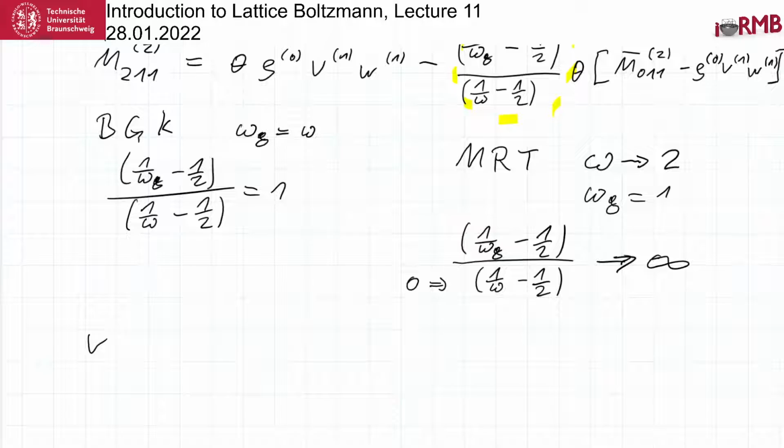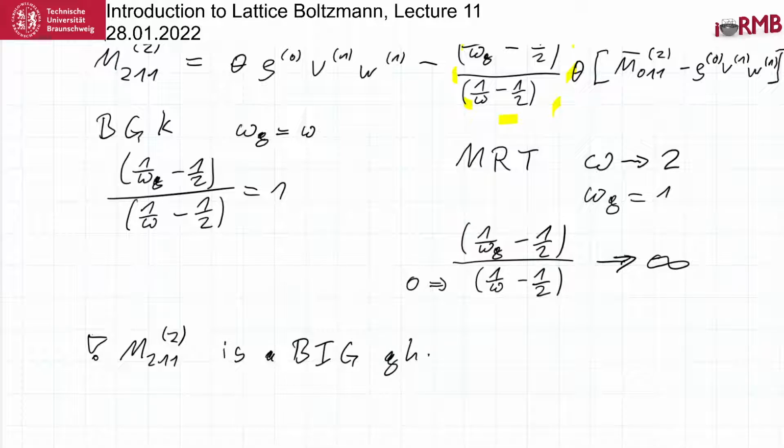So this means that even though M211 is a ghost, it is a really big ghost. So we blow this guy up. Because this M211 is, so to speak, infinitely larger than M011, the second order moment, which is given by the physics.